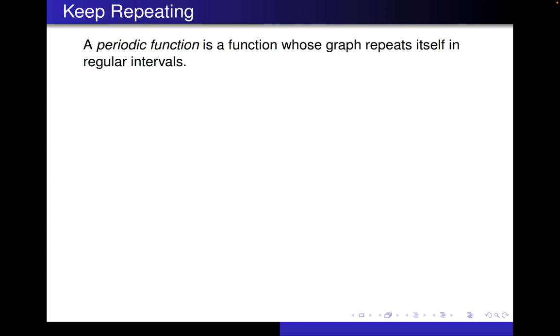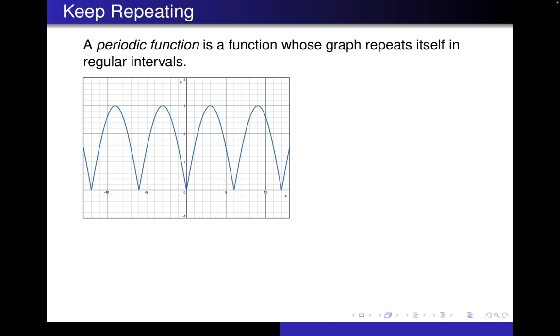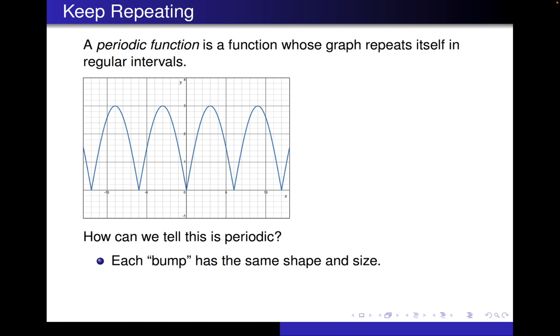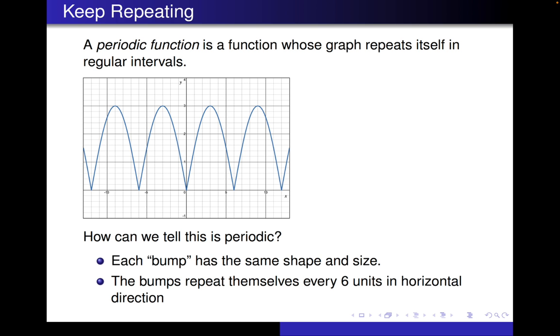So a periodic function is, in some sense, a function whose graph repeats itself in a regular way. So here's an example of what might be a periodic function. So how do we tell this is periodic? Well, each bump represents a portion of the graph that repeats itself. You notice that every time you go over a bump, it repeats the same bump each time. Has the same shape and the same size, the same height, the same width, and each of those bumps has the exact same shape.